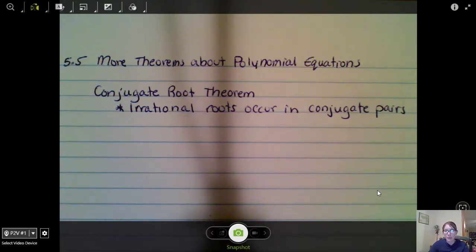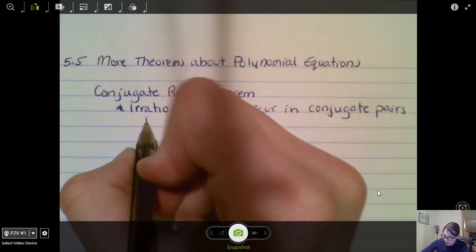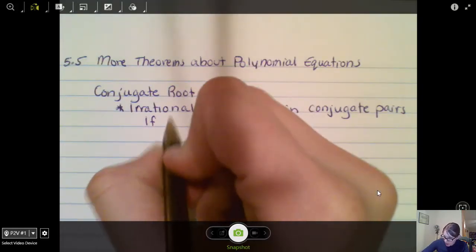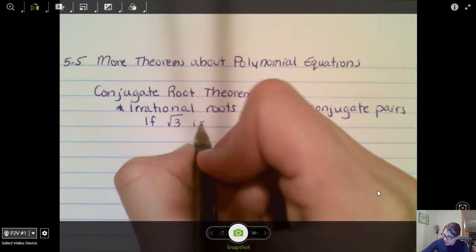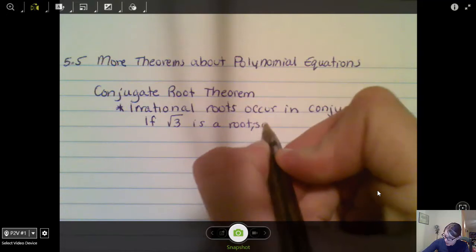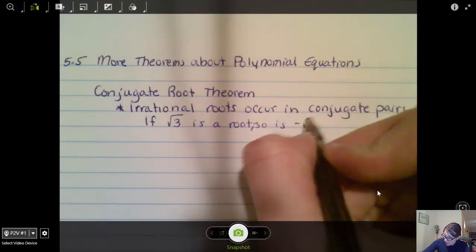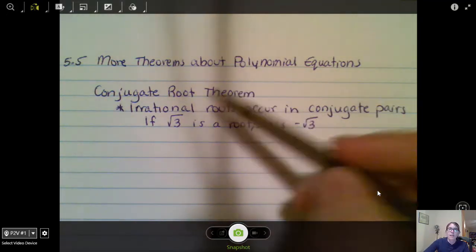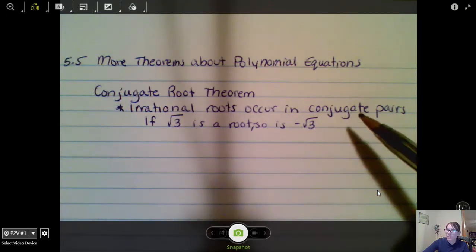Okay, irrational roots occur in conjugate pairs. Now, an irrational number, remember that's something that can't be written as a fraction. So usually when we're talking about an irrational root for a polynomial, we're talking about the square root of something, maybe the square root of 3, for example. So for example, if the square root of 3 is a root, so is the negative square root of 3. Same thing but opposite sign.